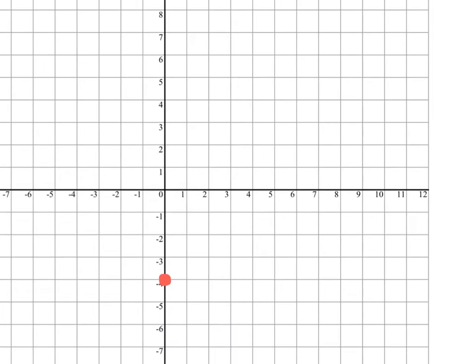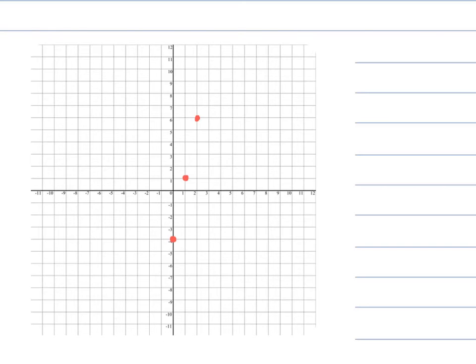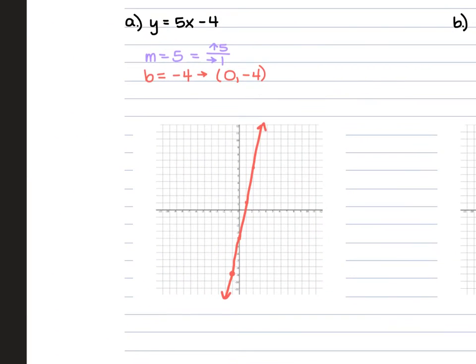And then we're going to use the slope. It's up 5 to the right 1. So 1, 2, 3, 4, 5, to the right 1 is going to give us a point here. And we can continue going up and over 1 if you'd like, or down and to the left 1. And then you have your line. You draw your line through the points, and make sure that you have your arrows at the top and bottom of your line.